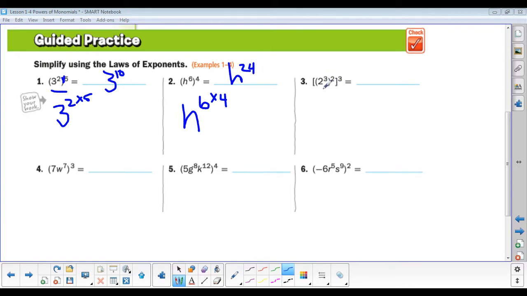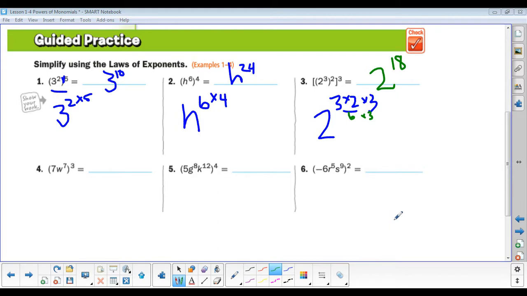In this problem, we just keep multiplying those exponents. We have 3 times 2 times 3. Well, 3 times 2 is 6, and 6 times 3 is 18. So we're going to have 2 to the 18th power. Leave it like that. See how quick these are? If you know how to use the property, it should go that quickly.